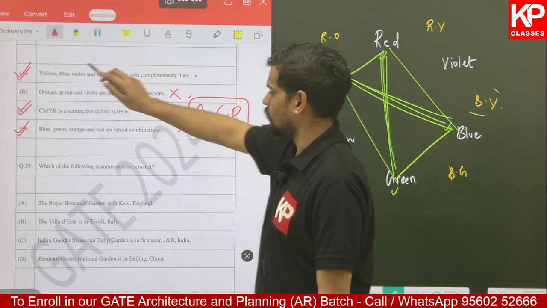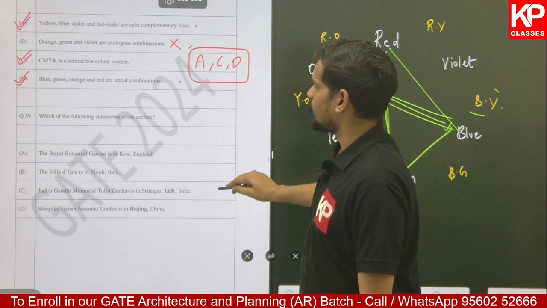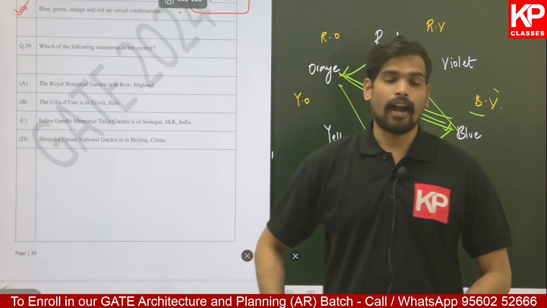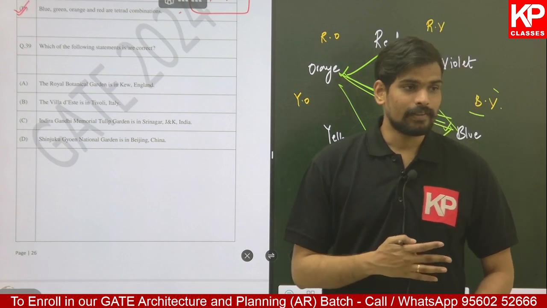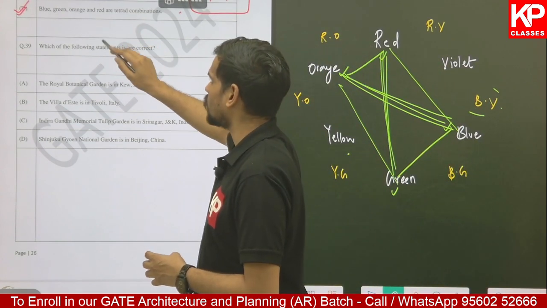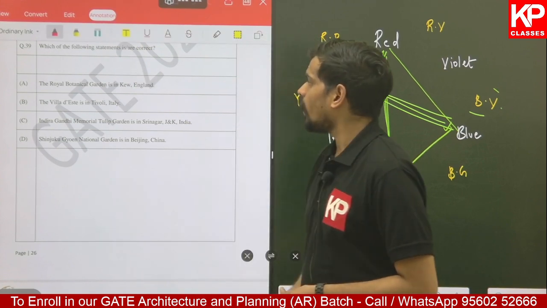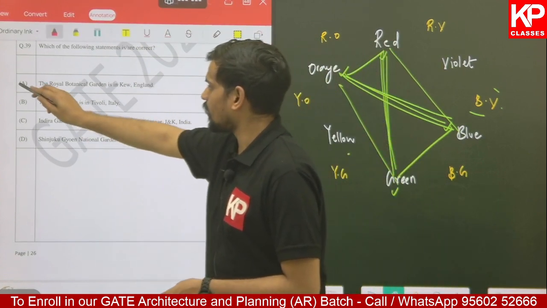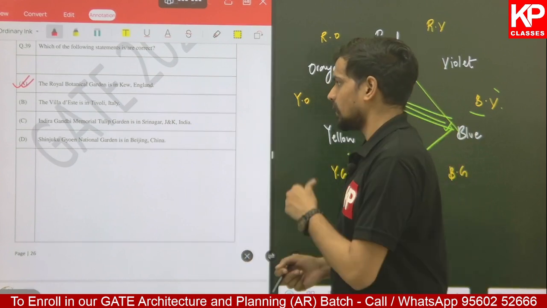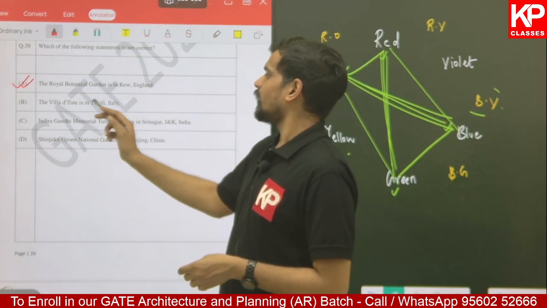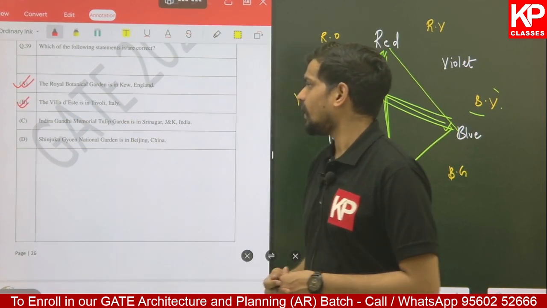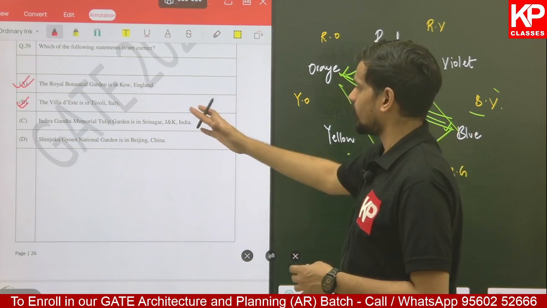The next one. Which of the following statements is or are correct? It is based on famous landscape gardens. You need to know the information about famous gardens and landscape features, where they are, geographical location and all. So the Royal Botanical Garden is in Kew, England. That's absolutely correct. Kew Garden is also called the Royal Botanical Garden in England. So that's the correct option. Villa d'Este in Tivoli, Italy. And that's the correct option. Villa d'Este is an Italian garden in Tivoli.